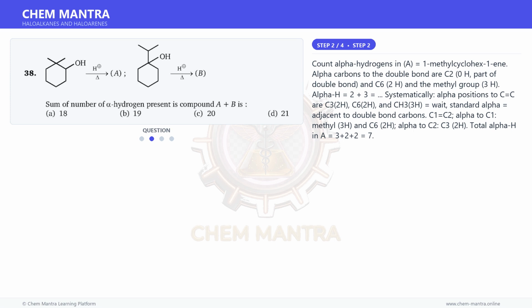Systematically, alpha positions to C=C are C3, 2H, C6, 2H, and CH3, 3H. Wait. Standard alpha is adjacent to double bond carbons. C1=C2, alpha to C1: methyl, 3H, and C6, 2H; alpha to C2: C3, 2H. Total alpha H in A is 3 plus 2 plus 2 equals 7.